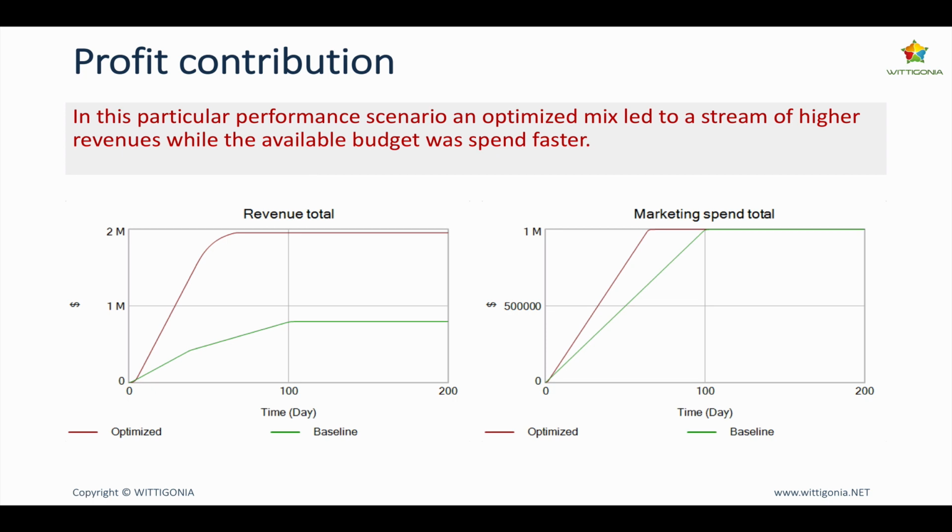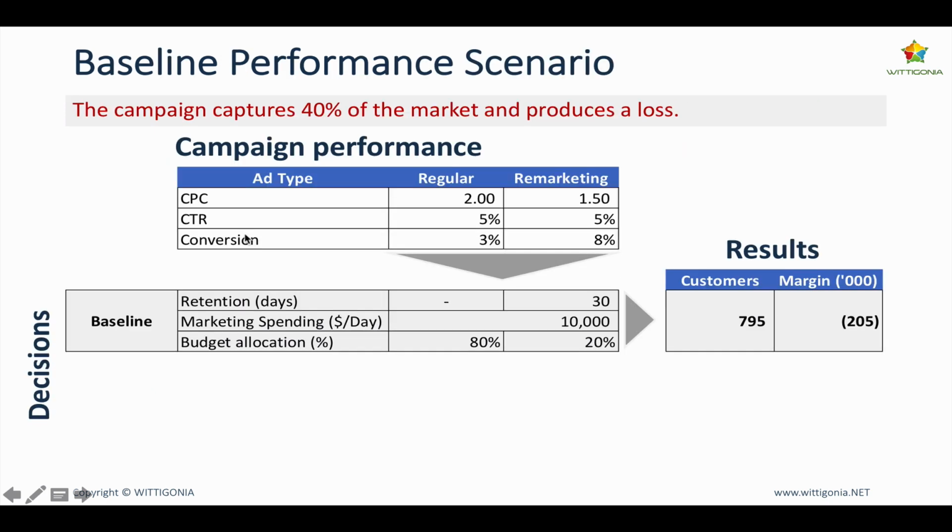As we have been spending a lot more on marketing in a shorter period of time, actually we spent the same amount, so we still have 1 million budget available. We spend it faster, and we are growing more and more revenue. The chances are that we should produce a profit here.